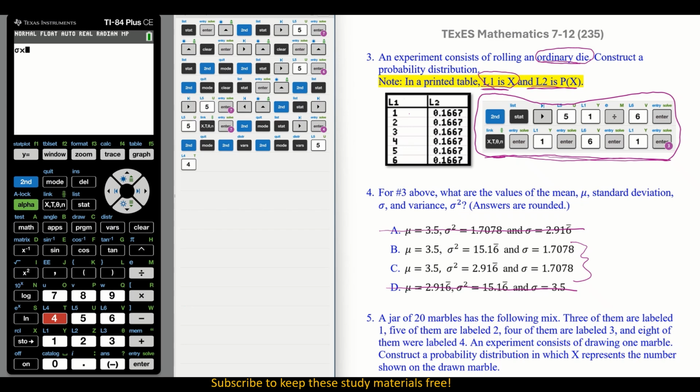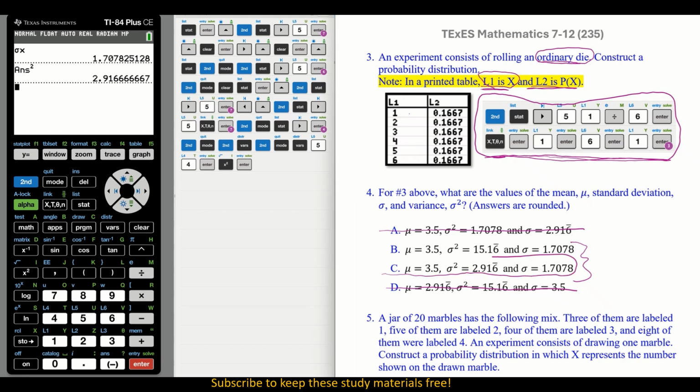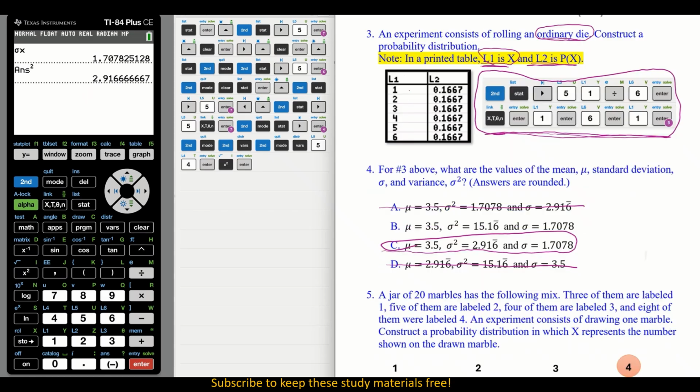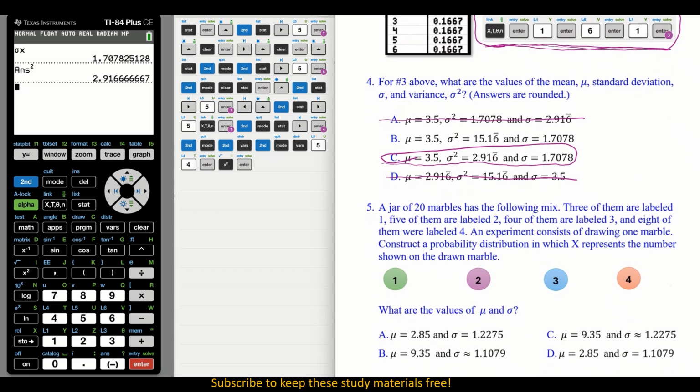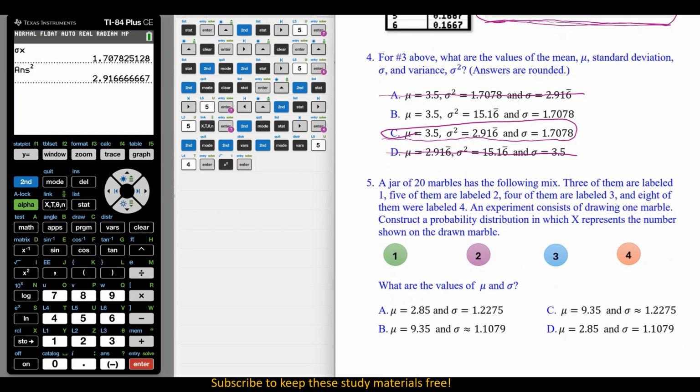Make sure that we get the correct number. Yes, for our standard deviation or sigma. Now we push square, enter. Which one? Ah, C. C is our option. Okay, we can get rid of this right here. All right, let's go to number 5. Those round number circles are there for a reason.